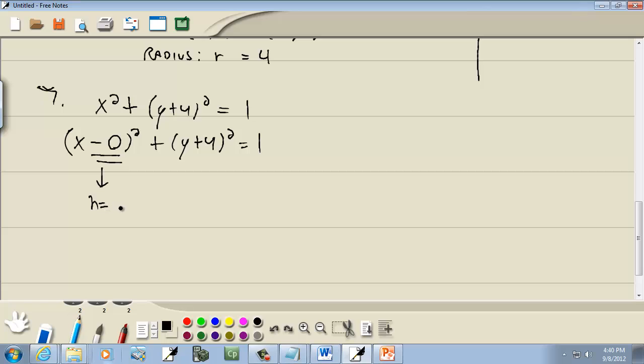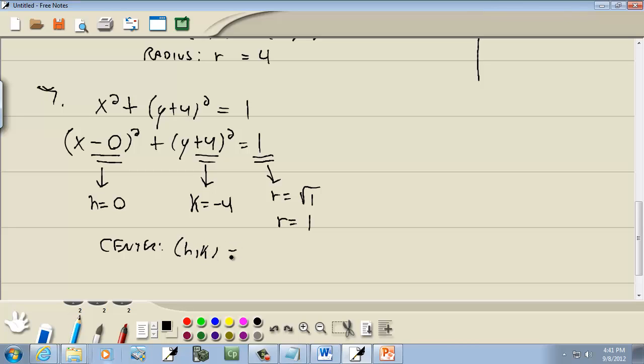Now this is going to be h, and it's going to be opposite sign. The reason why I said it could be a negative or positive, because 0 doesn't have a sign. So opposite sign of 0 is still just 0. This is going to be k, and it's going to be opposite sign, which would be −4. And this is r, and we take the square root of it. So square root of 1 gives us 1. Our center is (h, k), which will be (0, −4). And our radius will be r, which is 1. So those are our answers.